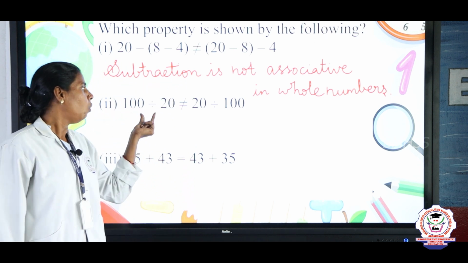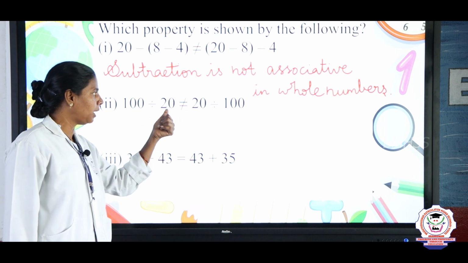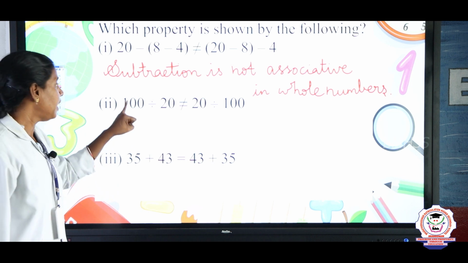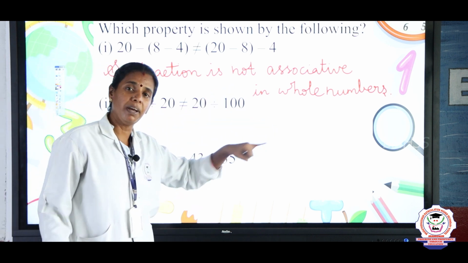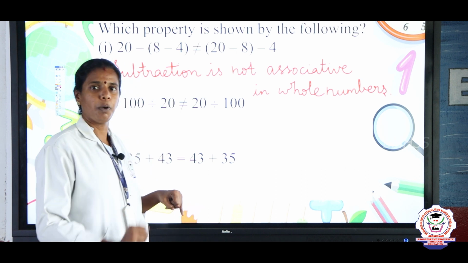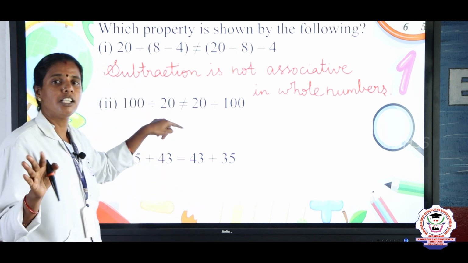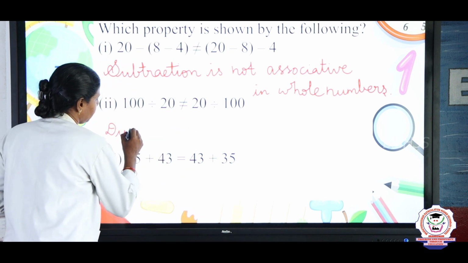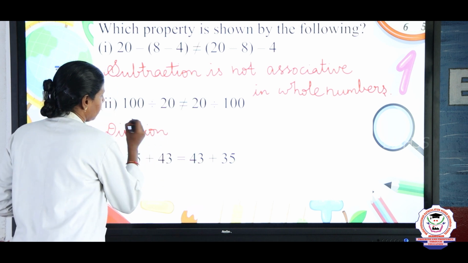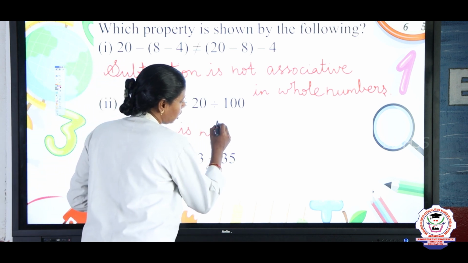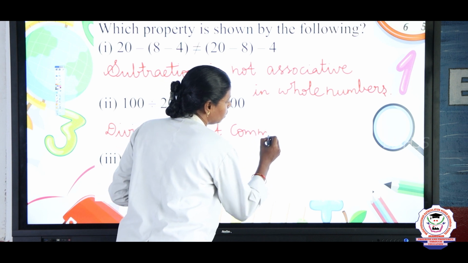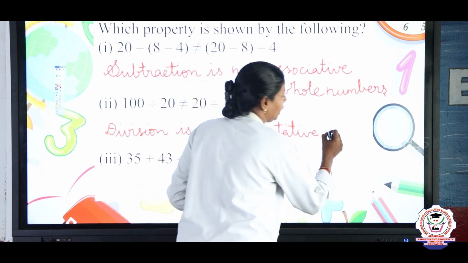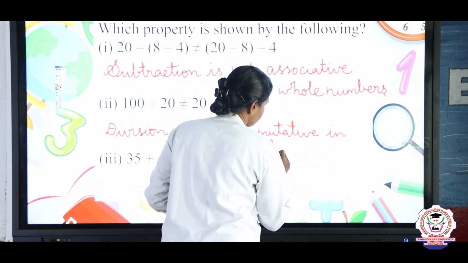See the next property. What operation is given in this? 100 divided by 20 is not equal to 20 divided by 100. Division. And here A divided by B is not equal to B divided by A. So what property is here? Commutative property. And there it is given not equal, so it doesn't satisfy, right? So division, what property is this? This is commutative property. So division is not commutative in whole numbers.